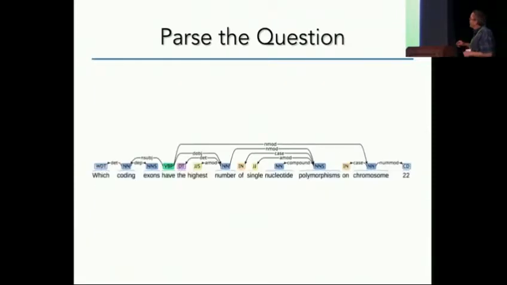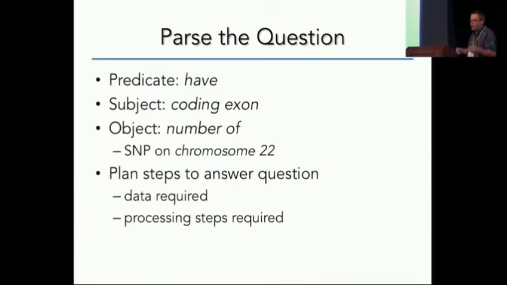So the first thing we need to do is parse that question. Again, we need to find the subjects and the objects and the predicates. Here the predicate is have. We're looking for something that has something. We're looking for a coding exon that has something. And in particular, we're looking for a coding exon that has the most number of SNPs on chromosome 22.